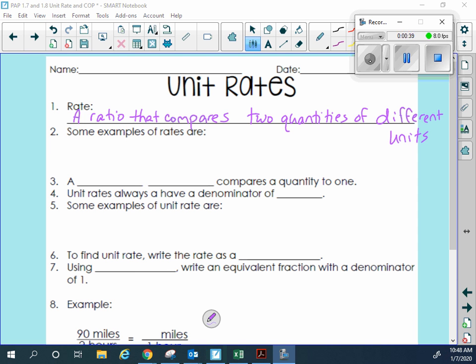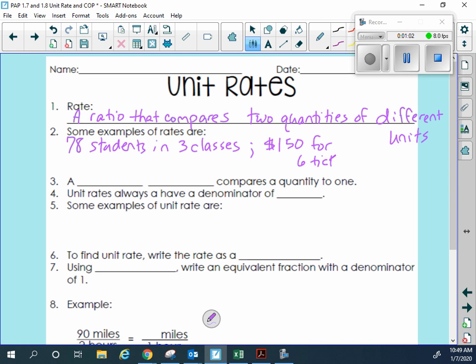Some examples of rates would be like 78 students in 3 classes. What are the 2 units in that problem? Students and classes, right? Or I could say like $150 for 6 tickets. What are my units there? Tickets and dollars. Okay, very good.